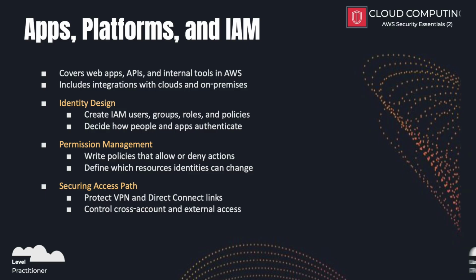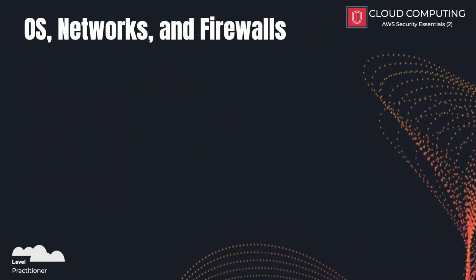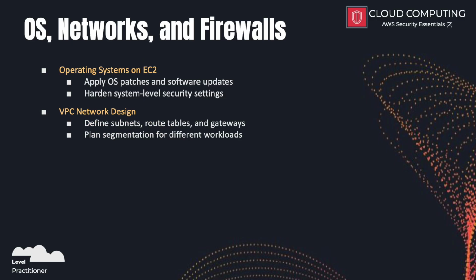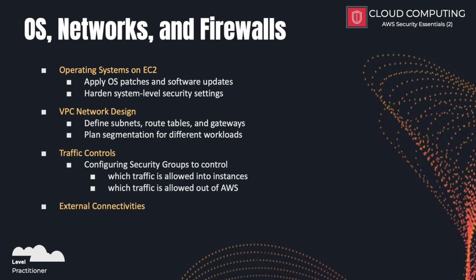Now let's move to the next layer, which includes operating systems, networks, and firewalls. When you use services like EC2 and VPC, you're responsible for configuration and security at their layer as well, which means operating systems on EC2 for patching and updating the OS and installed software, including security updates. VPC network design, which means defining subnets, route tables, gateways, and overall network architecture. Traffic controls, which means configuring security groups and network ACLs to control inbound and outbound traffic, and external connectivity, which means securing connections to on-premises environments or other cloud platforms.